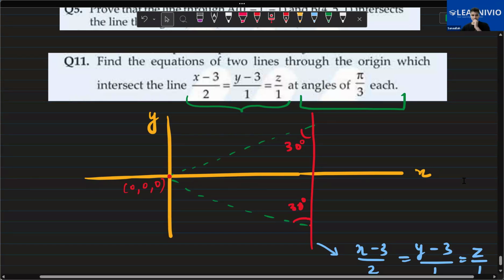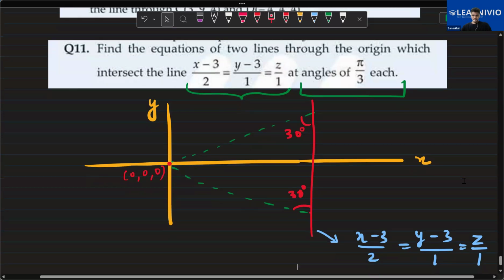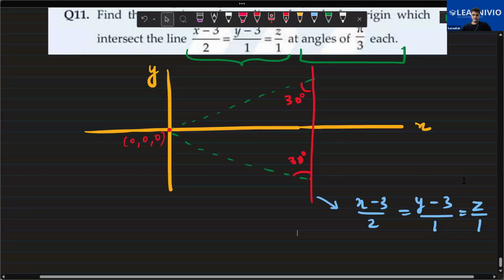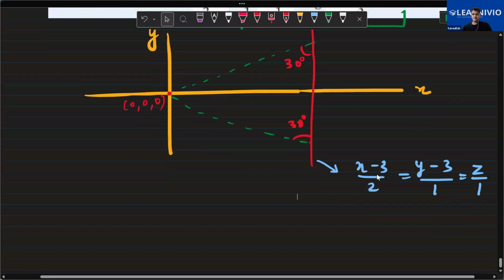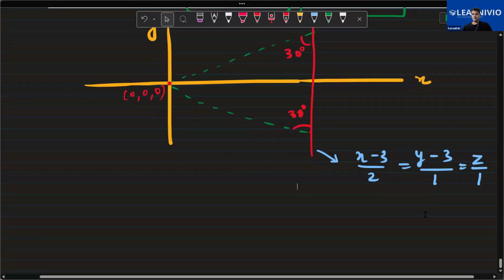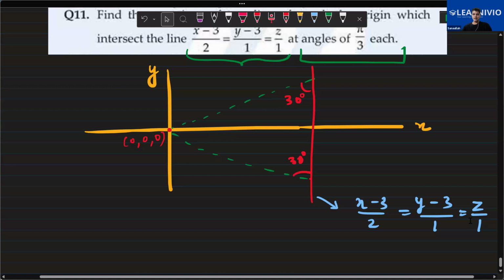आपने ऐसे किया था अंजलि ना? So let's do x by 3 by 2, y minus 3 by 1, and z by 1.